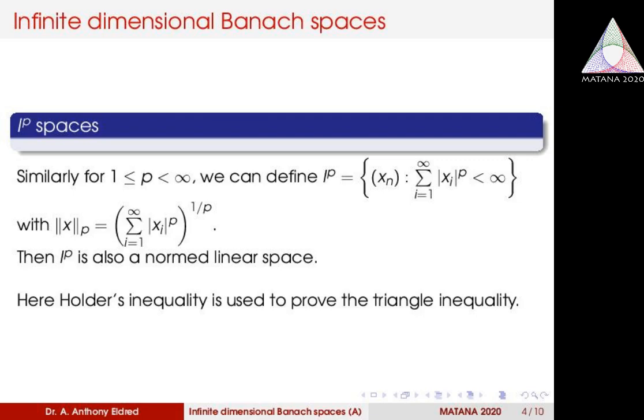Here we note that each of l1, l2, ell-p is a different vector space. In finite dimension we saw that with the same R power n we defined all the p norms, but here as p varies, the vector space itself varies. So that is a difference between finite dimensional and infinite dimensional spaces. So each ell-p is a different vector space, and each ell-p is a normed linear space.